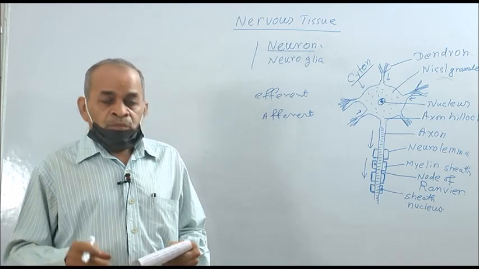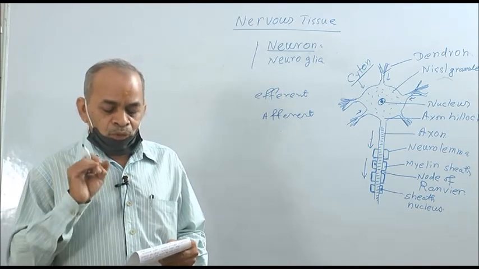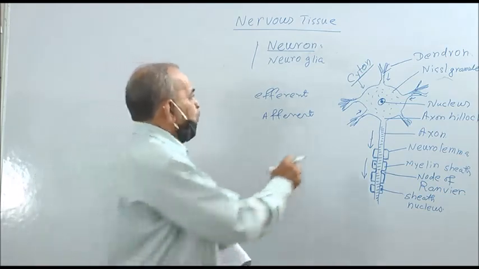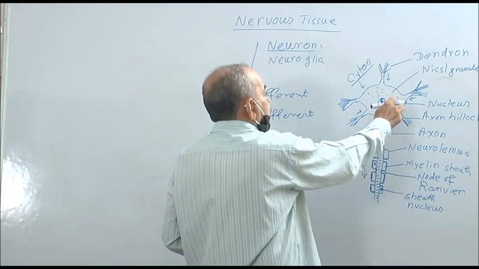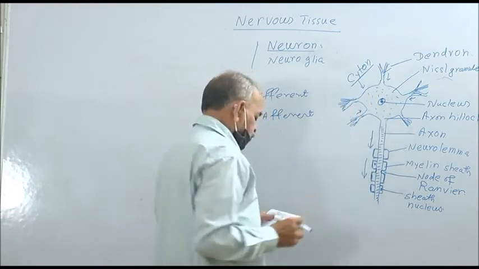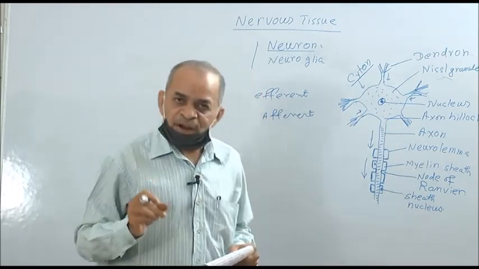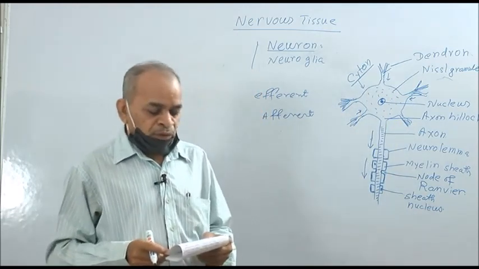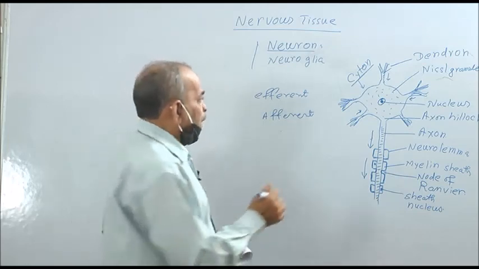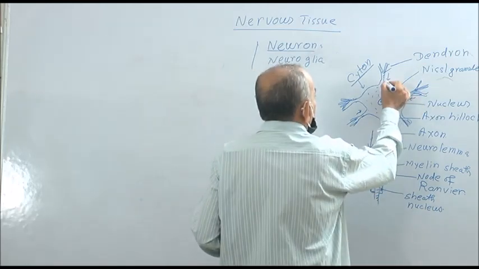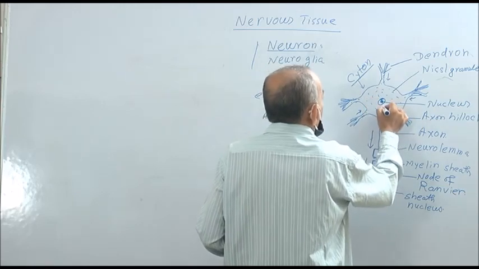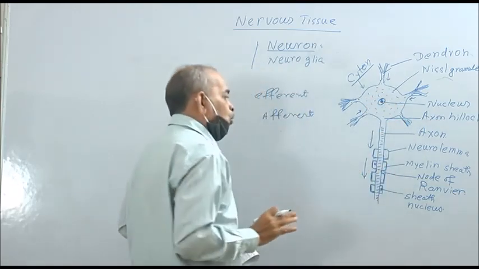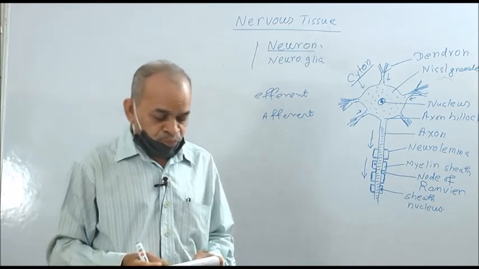In the axon there is no Nissl granule. These granules produce energy. You can see in the axon there is no Nissl granule. Dendrons contain Nissl granules, but in the axon there is none.